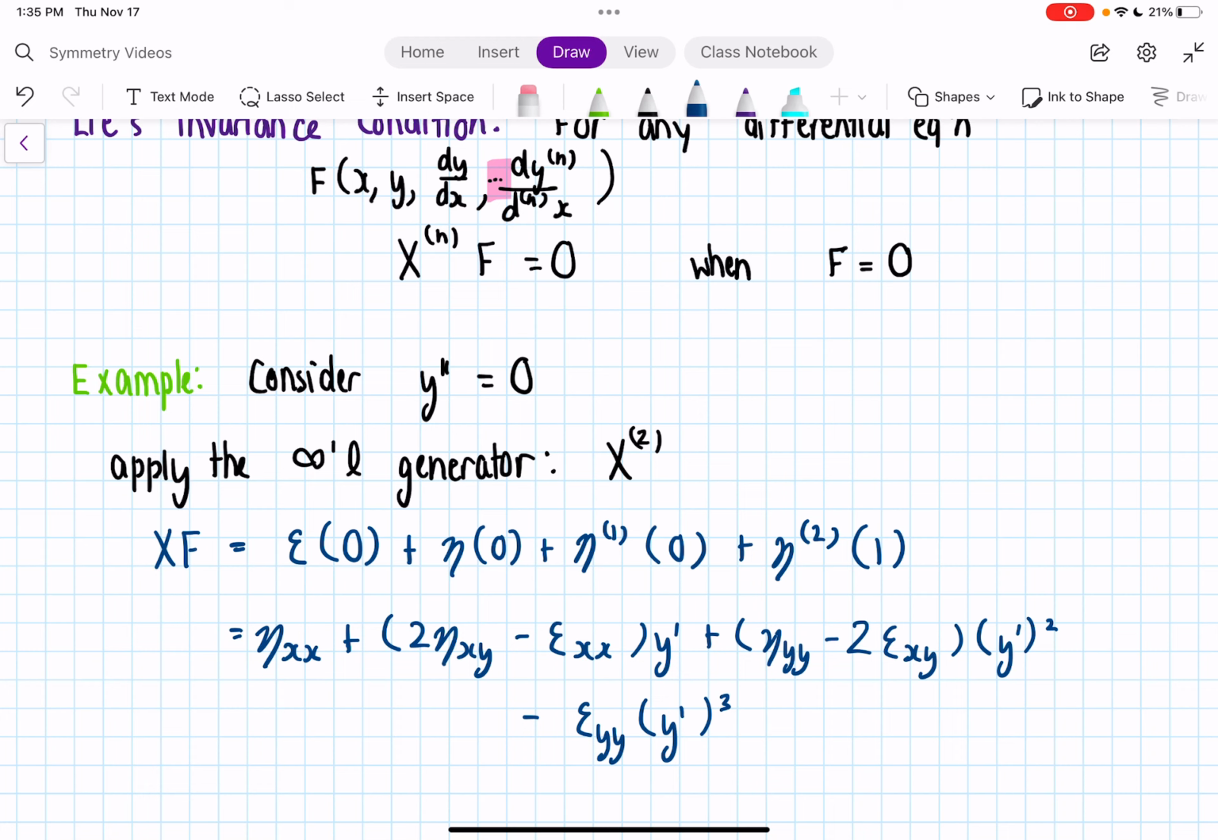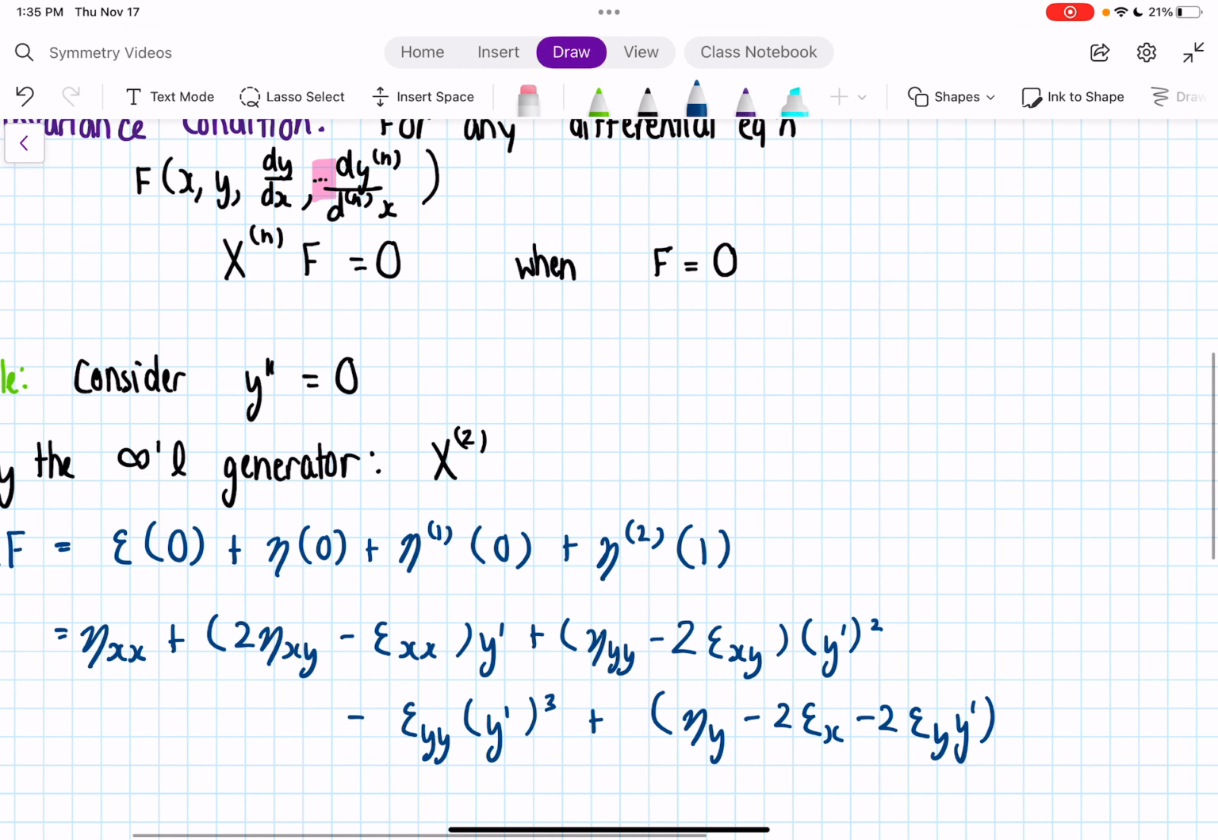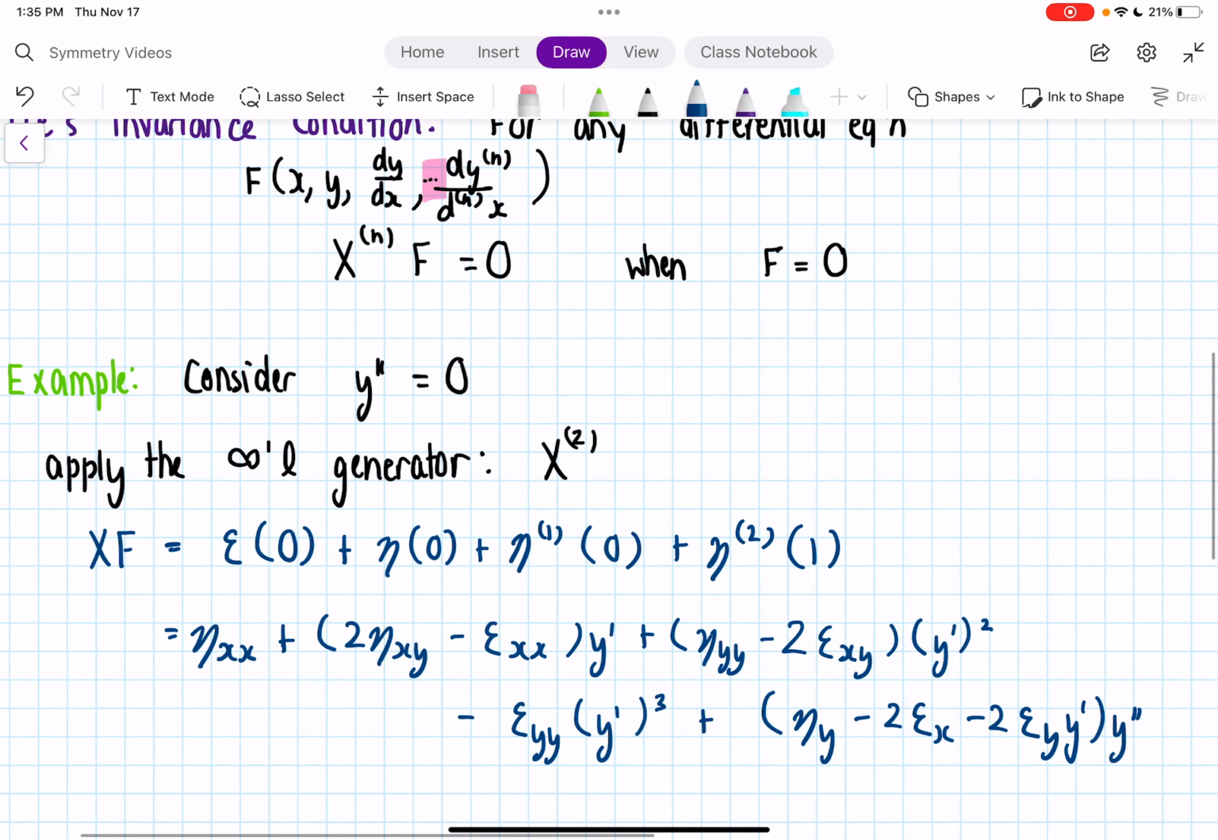And I like to just put my powers outside if I'm using prime to denote my derivatives. It just makes it look a little easier to read, at least for my brain. Okay, so that's what we get, right?